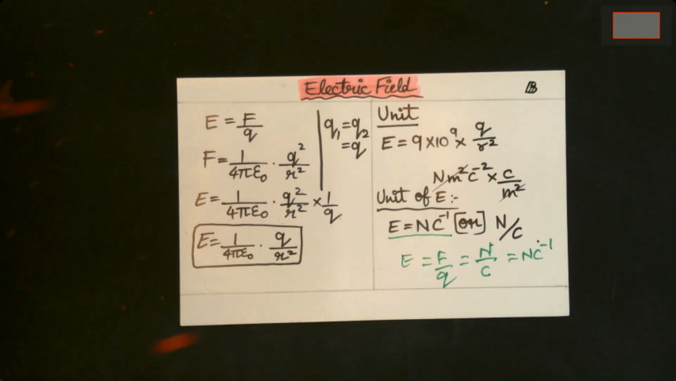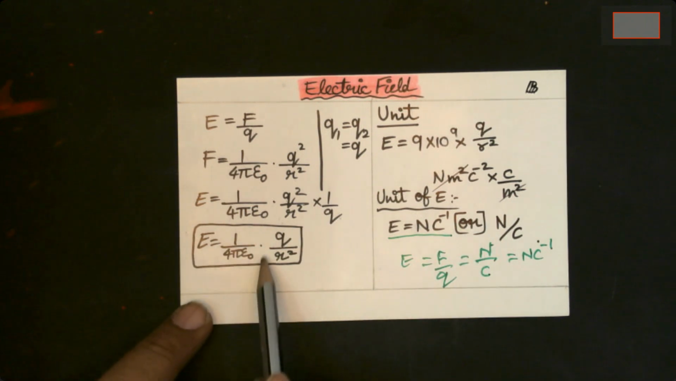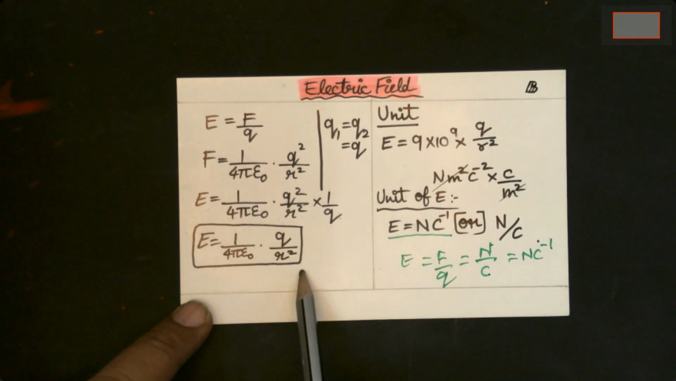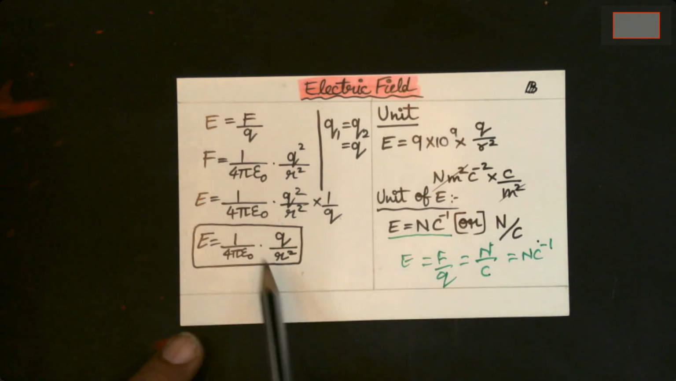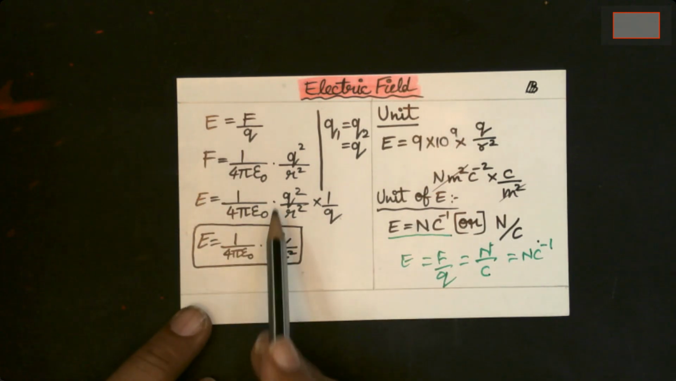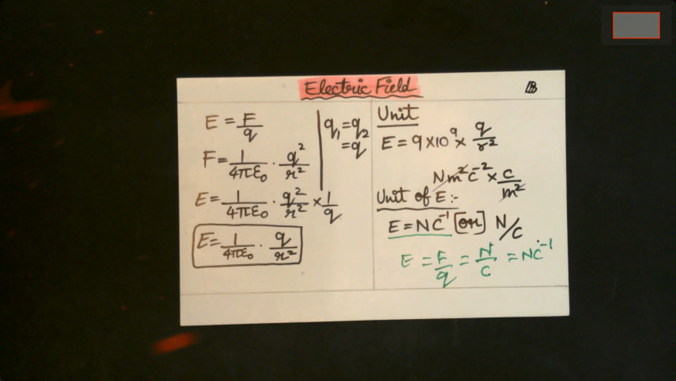So what is the force? Force is 1 by 4 pi epsilon naught into Q1 Q2 divided by R squared, or Q squared divided by R squared. Whereas the field is simply Q, so 1 by 4 pi epsilon naught into Q by R squared. So that makes the difference.